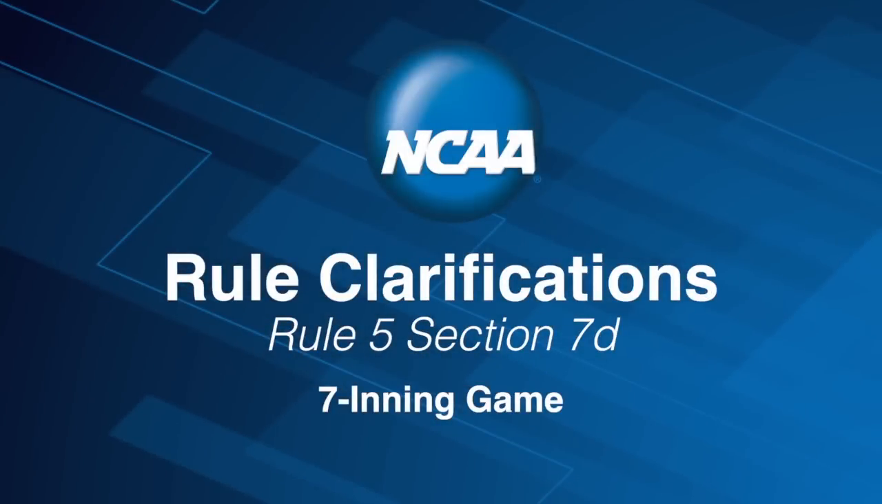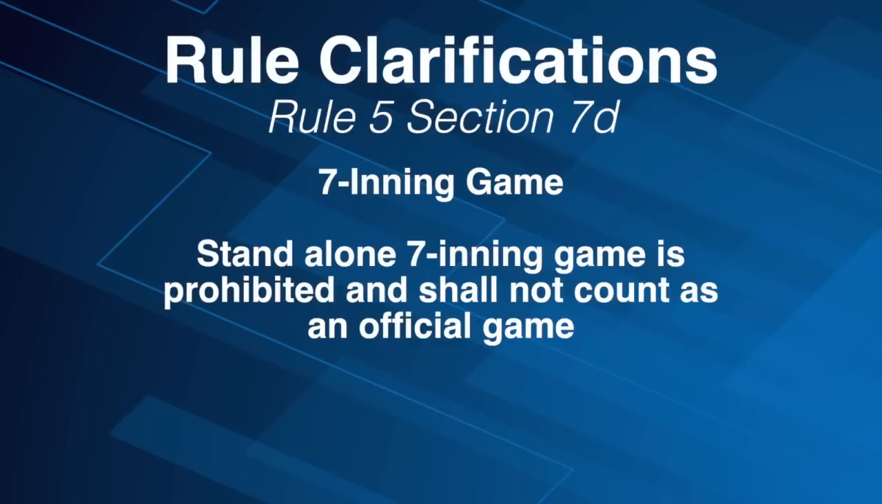5.7d. There is still some confusion or misunderstanding related to a 7-inning game. Current rules do not allow 7-inning games to be played except in conjunction with another game as part of a doubleheader. This has been reinforced in 2015 with the addition of a statement declaring that a scheduled, standalone 7-inning game is prohibited and will not count as an official game.